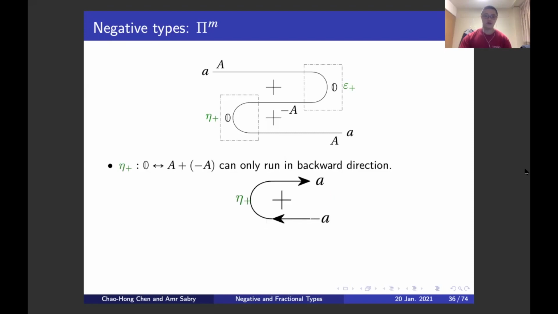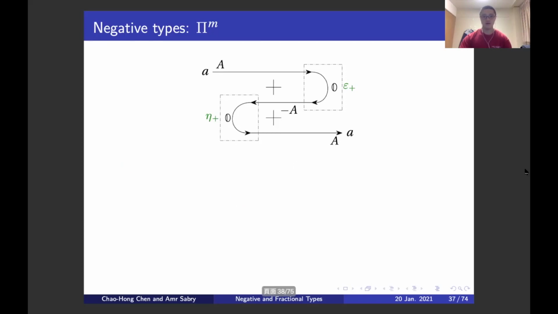Similarly, eta can only run in the backward direction because you don't have an inhabitant of the empty type, and all you can do is turn the execution direction to forward. Combining these two things together, we can satisfy this snake diagram. So this A comes to here, then it turns around, and then it turns around again, and it will end up having the same value.